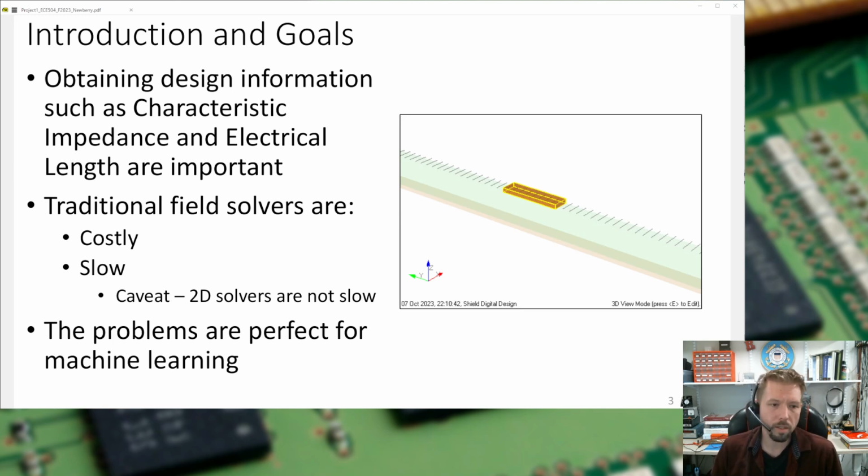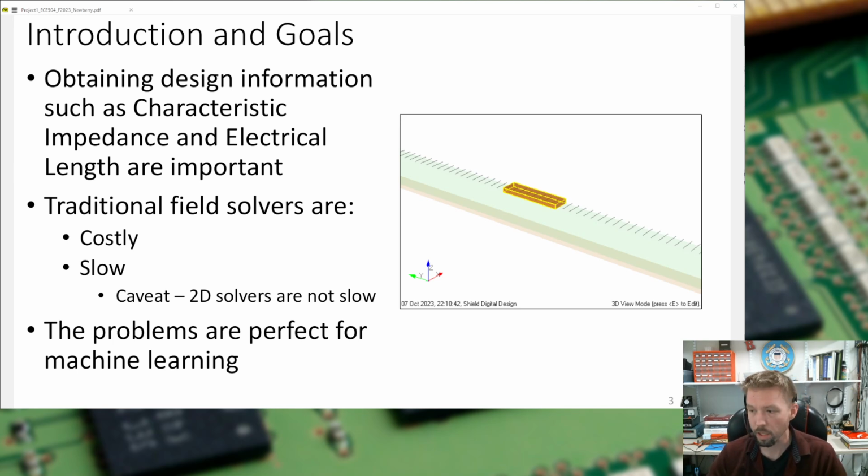And traditionally, the way this is done is using a field solver, whether that's a 2D field solver to get your transmission line characteristic, or a 3D solver for full wave three-dimensional discontinuities. Traditional field solvers can be costly, very expensive to get licenses for, and they can be slow.